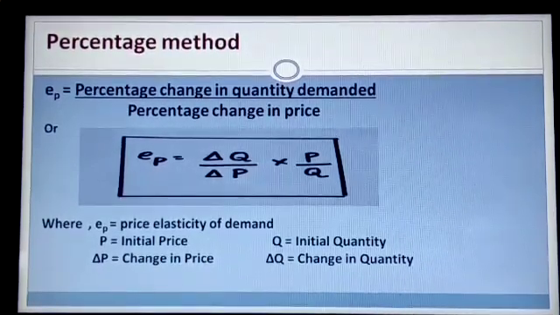EP denotes price elasticity of demand. P is the initial price. Q is the initial quantity. Delta P is the change in price and delta Q is the change in quantity. When we do a simple numerical of this topic, I'll be discussing this in detail with you.